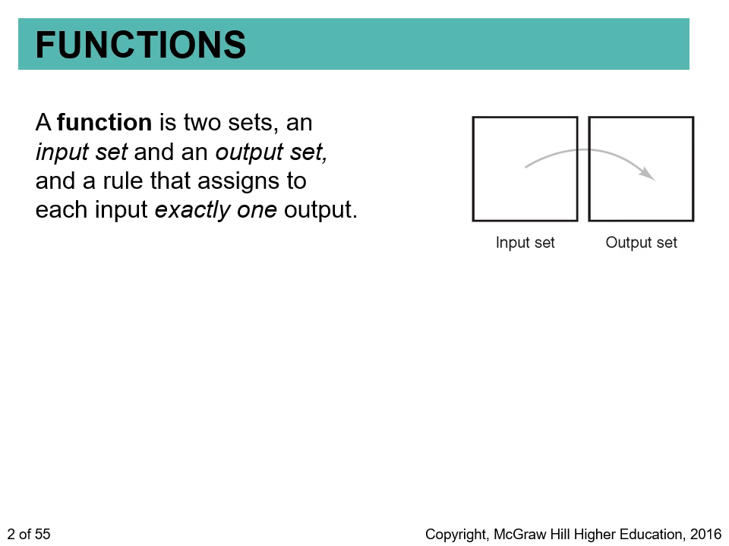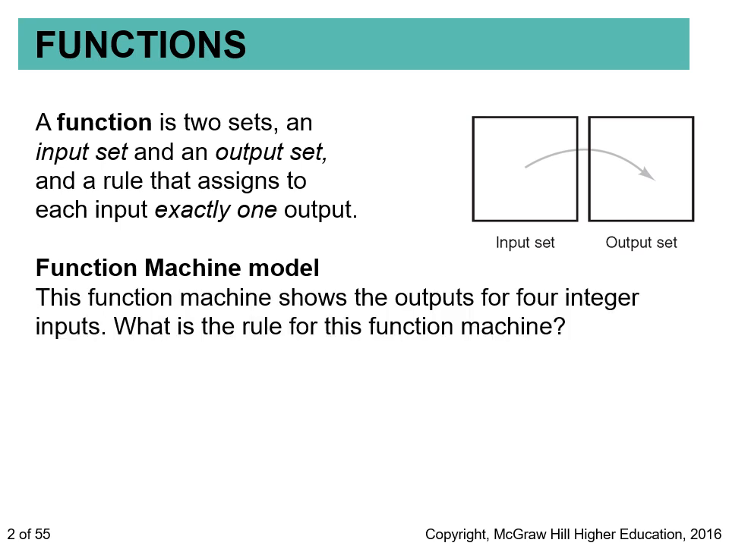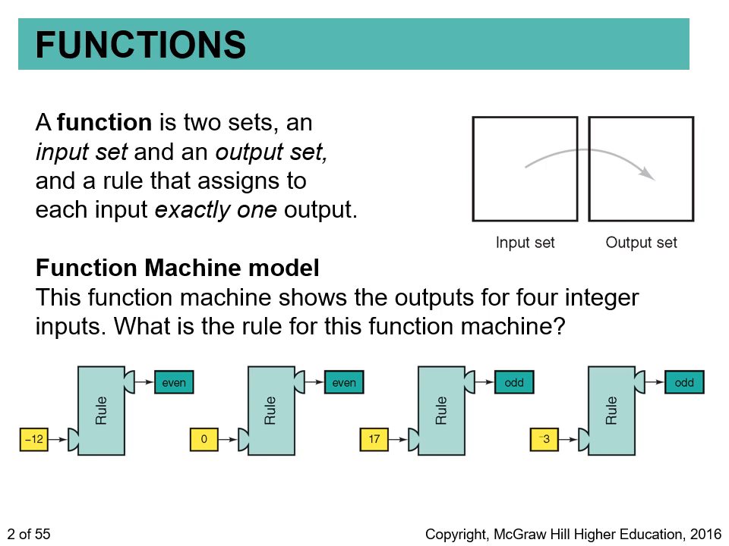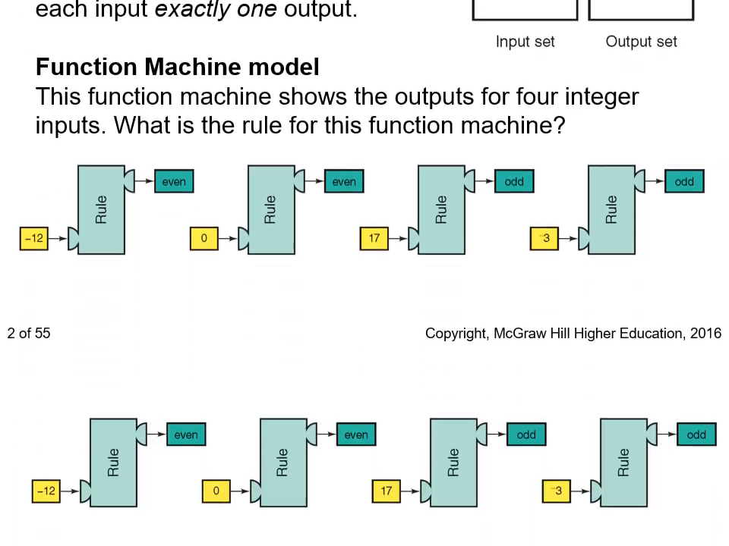to each input exactly one output. In schools, we use the function machine model that looks like these green things at the bottom. So you input -12 and you output even. You input 0 and output even. Input 17 and output odd. Input -3 and output odd. On the next slide, we'll answer the question, what is the rule for this function machine?